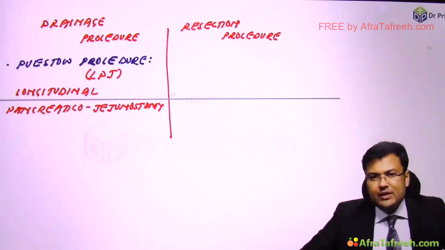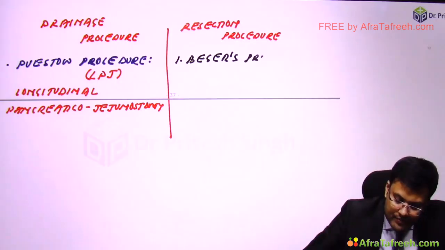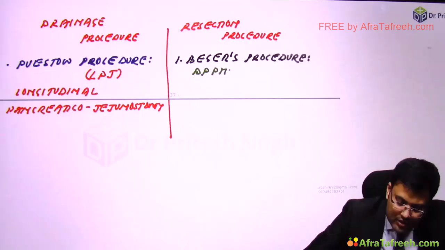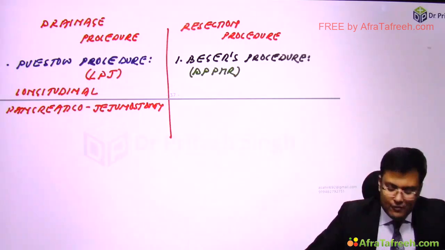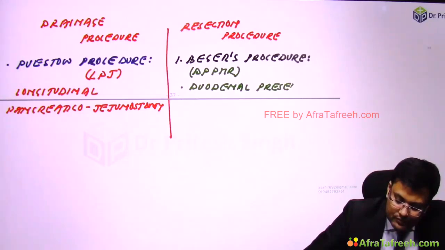In resection procedures, there are two procedures. First is Beger's procedure. What is the other name of Beger's procedure? It's also known as DPPHR. The DPPHR full form is duodenum preserving pancreatic head resection.